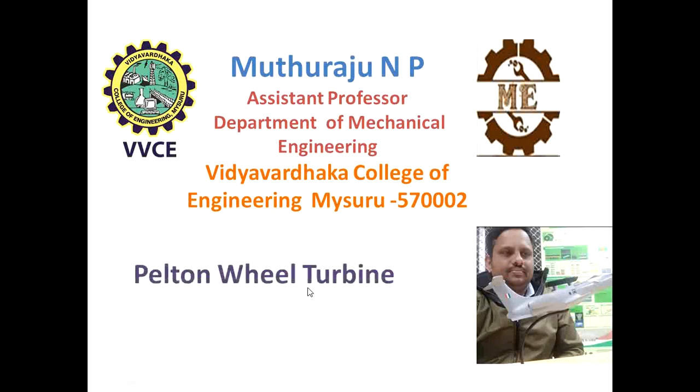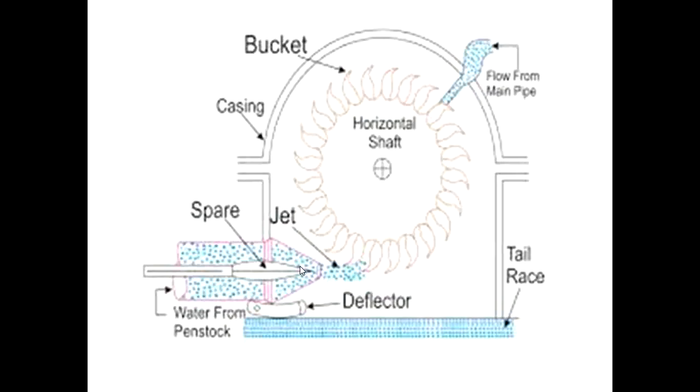Now I will explain about the Pelton wheel turbine: how it works, its theory, and the derivation for the maximum hydraulic efficiency. All these things let me explain in this video. The Pelton wheel turbine is an impulse turbine, not a reaction turbine. It is an impulse, tangential flow, high speed turbine.